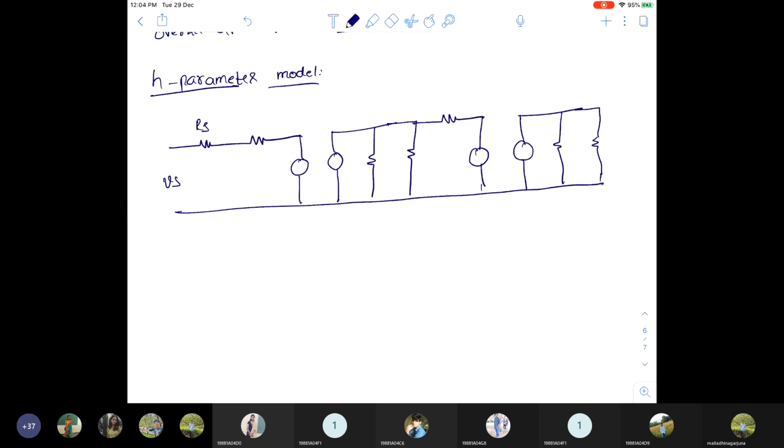This is RS. First stage is a common emitter, so HIE, this is HRE VC1, this is HFE IB1, 1 by HOE, this is RC1. Second stage is a common collector, so HIC, this is HRC, output is VE2, and this is HFC, input is IB2, 1 by HOC. This is RE2. Okay, now let us go back to draw the circuit.